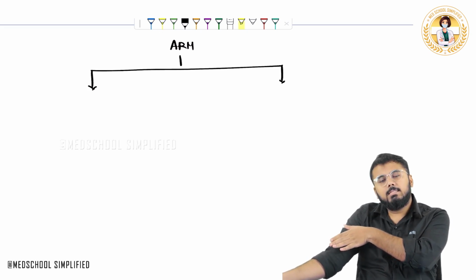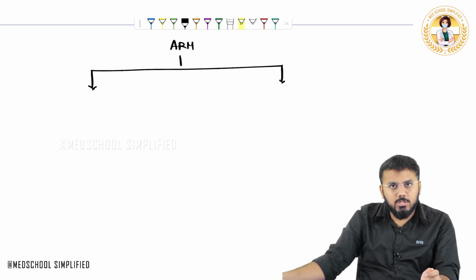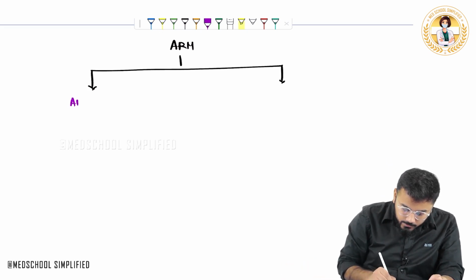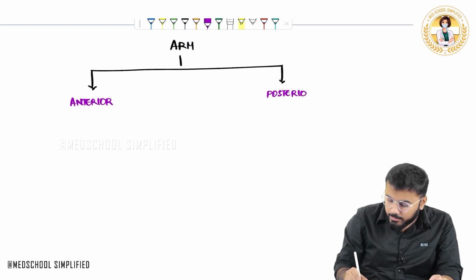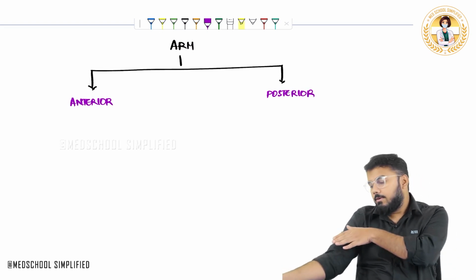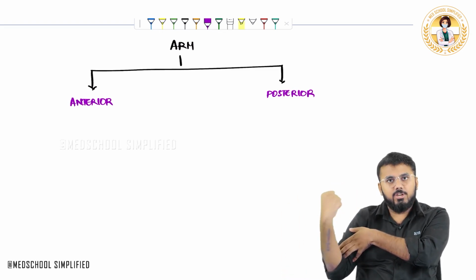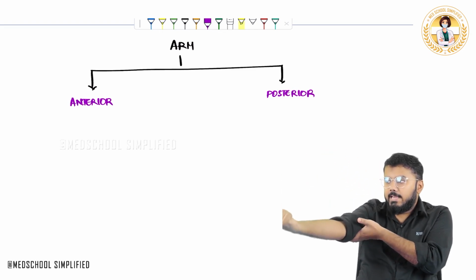Whatever you can see here is called the anterior compartment. Whatever you can see on the back is called the posterior compartment. So we are dividing the muscles of the arm into the anterior compartment and next the posterior compartment. Muscles of the anterior compartment are responsible for flexion. Muscles of the posterior compartment are responsible for extension.